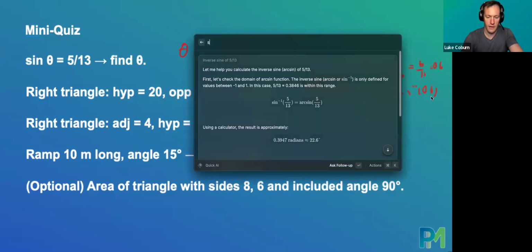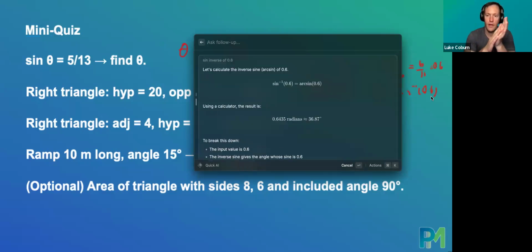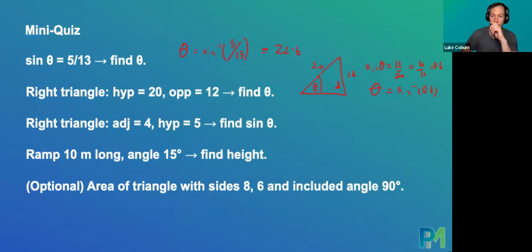And then if I do that again, sine inverse of 0.6, then I get 36.87 degrees, okay? 36.87 degrees.